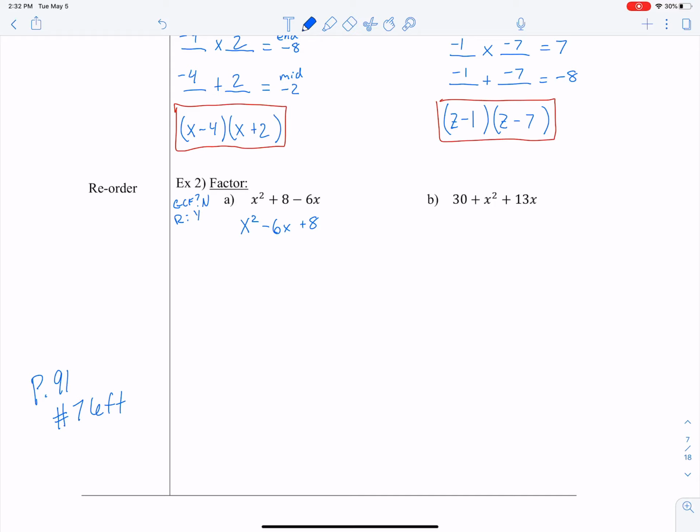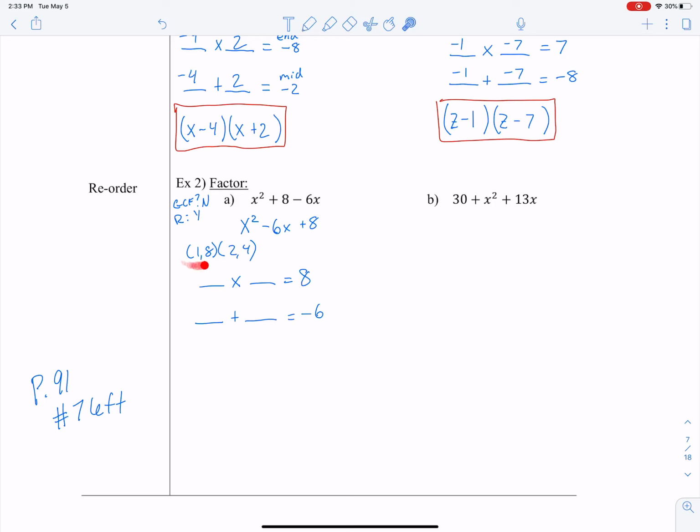Next, we'll write out our things. So we're going to have two numbers that multiply together to give us our last number, which is 8, and two numbers that add together to give us our middle number, which is minus 6. So now we need to know all the things that multiply together to be 8. So we have 1 and 8, and we have 2 and 4.